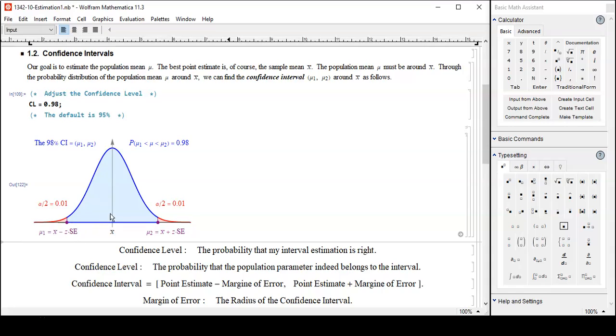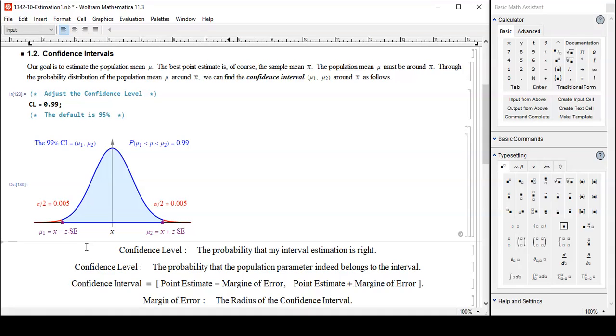Bigger interval, so bigger area there. Now, the probability here is 98%. There's a 98% chance that the real population mean falls within this interval estimation. If I go 99%, even more. So, more confidence that this interval estimation is correct, and that chance is 99%. More confidence, that's good. But then again, it comes with a trade-off.